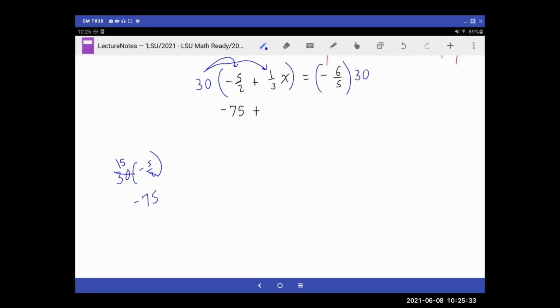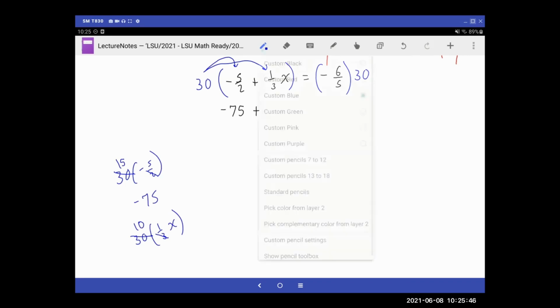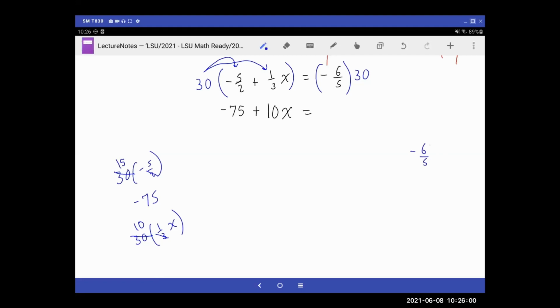30 times 1/3 x, do that right here. Okay, again, you can divide it. 30 divided by 3 is 10. So that's really just 10 times 1x, which would be 10x. And then -6/5 times 30. Again, divide it. 30 divided by 5 is 6. -6 times 6 is -36.